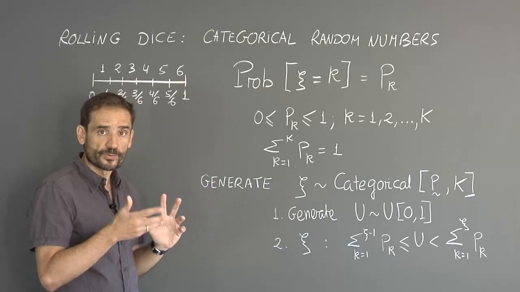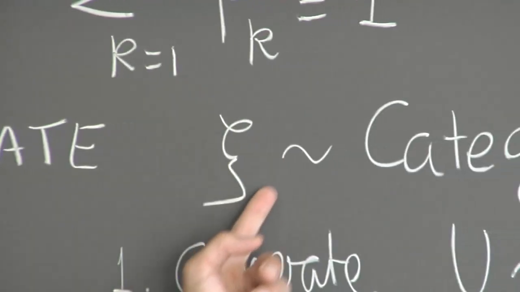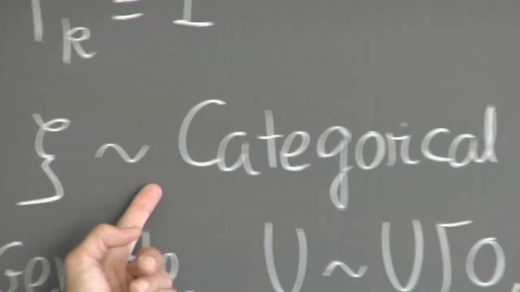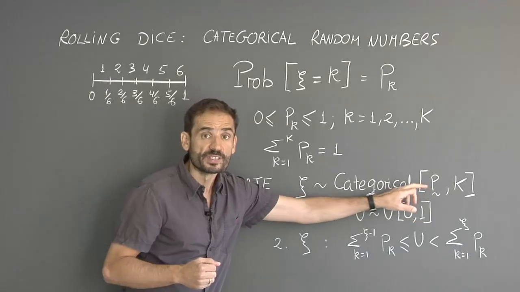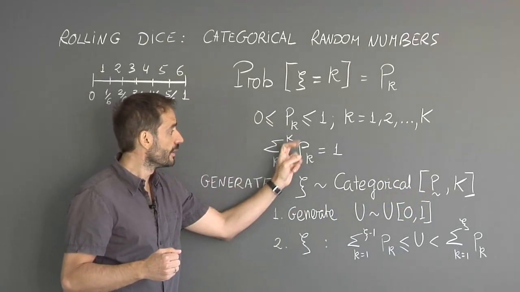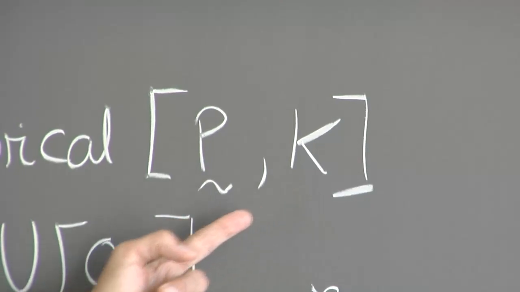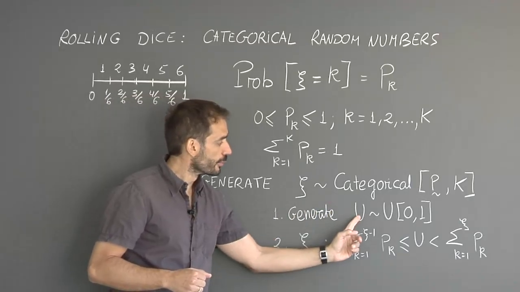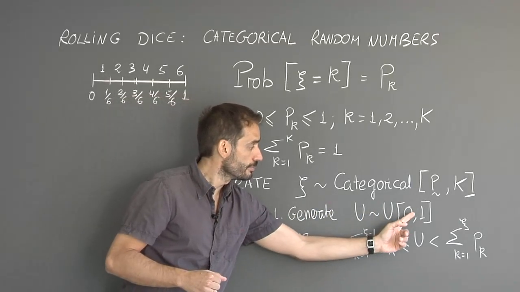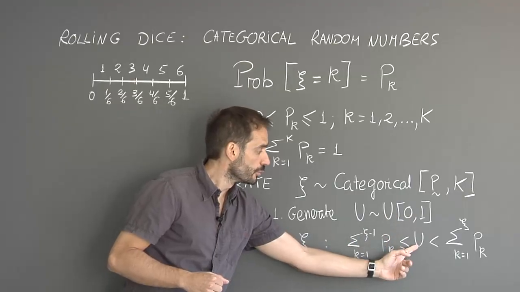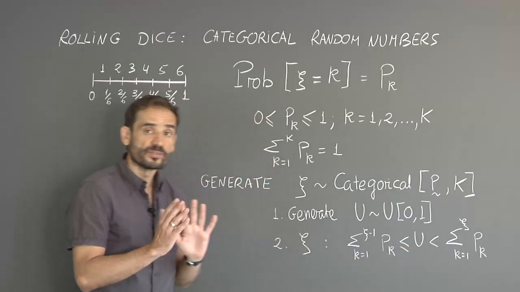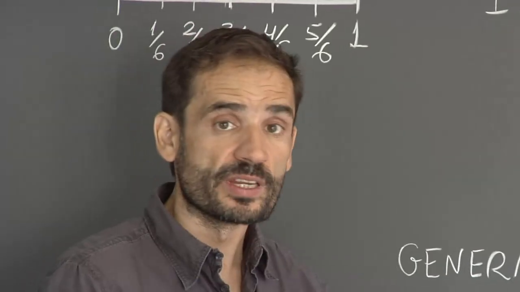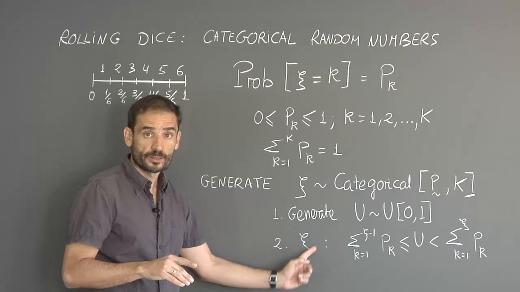The pseudocode is as follows. To generate xi from a categorical distribution with the vector of probabilities p, this is a vector that collects the value of p_k, and we can take k values. We're going to sample from a uniform 0-1 distribution and then determine whether this sample falls between the left limit and the right limit that define the subinterval associated to that particular value of xi.